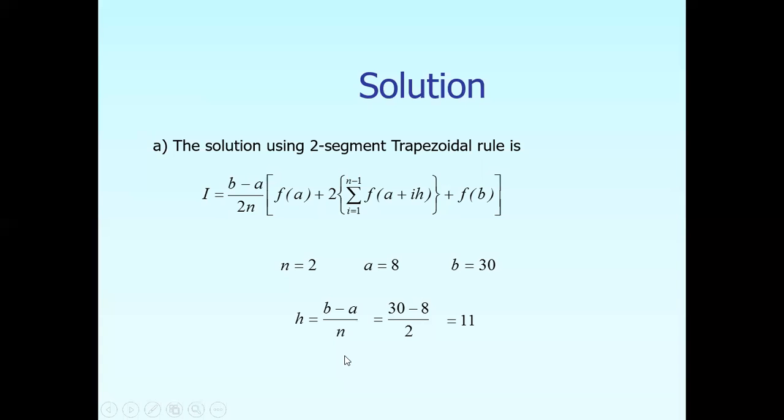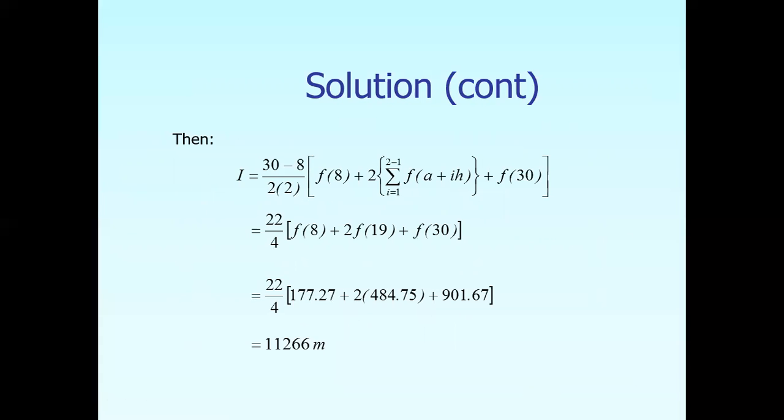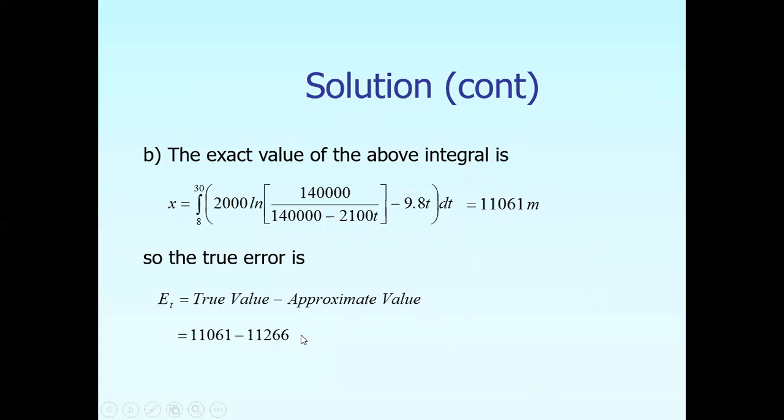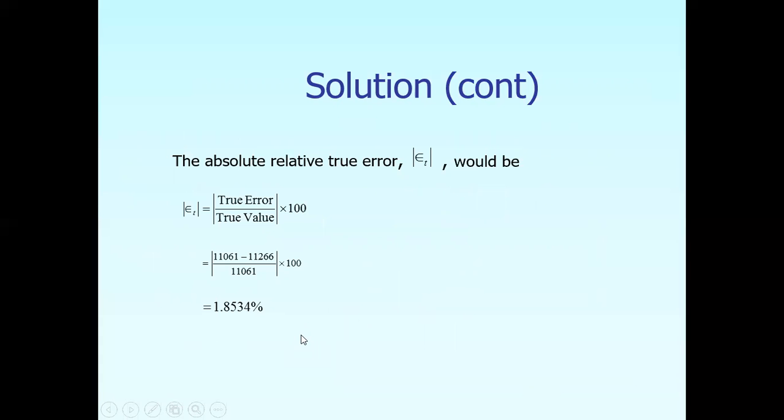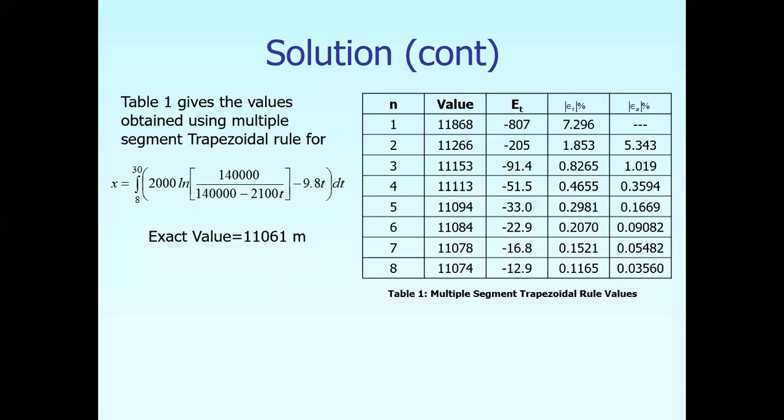This is your formula for finding the integration by using a number of steps, when the number of steps is increased. Then the solution is 11,266 by finding that. Then the relative error should be minimized and the true error should also be minimized.